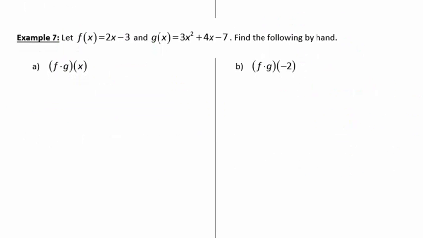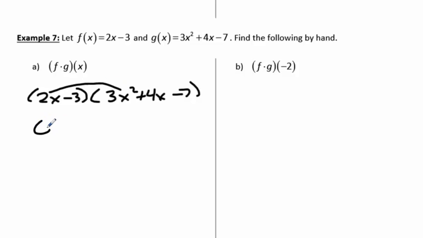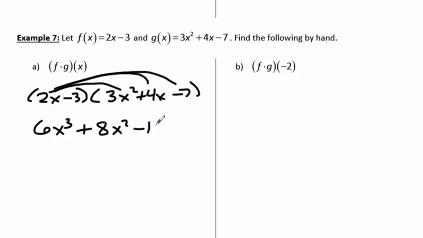Alright, in example 7, we have two functions, f and g. I want to find the following by hand. Part A we want to multiply f times g. Then we're going to use our result from part A and plug 2 in. So we have 2x minus 3 times 3x squared plus 4x minus 7. We're going to use the distributive property. So we're going to get 6x cubed plus 8x squared minus 14x.